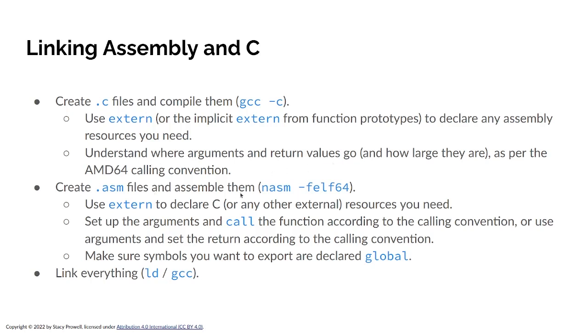Then I create assembly files and assemble them. I use extern to declare any C or other assembly resources I need. I set up the arguments and call the function according to the calling convention. I make sure any symbols I want to export are declared global. And then ultimately I just link everything with LD or with GCC, depending upon whether I want the C runtime to be included. If I'm linking with C, I almost certainly do, so I'll use GCC to link everything together.